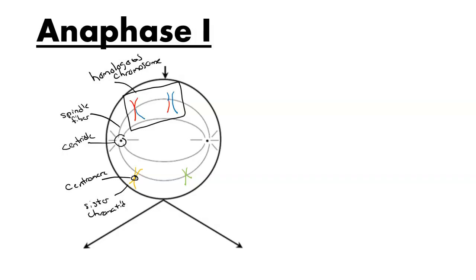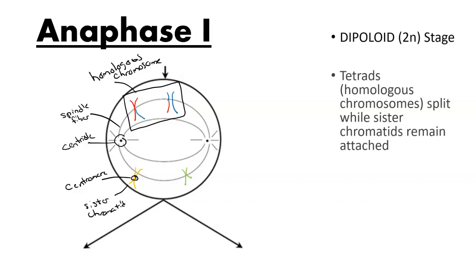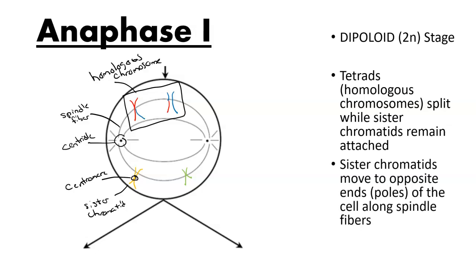So when we take a look at this cell, because your homologous chromosomes are still together in that same cell, we're still talking about a diploid cell here. Your tetrads, or those homologous chromosomes, are now splitting while the sister chromatids still remain attached. That's going to be important, and that's the reason we're going to have to go through a whole second round of division when we go through meiosis 2, because we want those to ultimately be separated into separate cells. And those sister chromatids, still attached, are what's moving to the opposite ends of your cell, or what we call the poles of your cell, along those spindle fibers that are pulling them along.